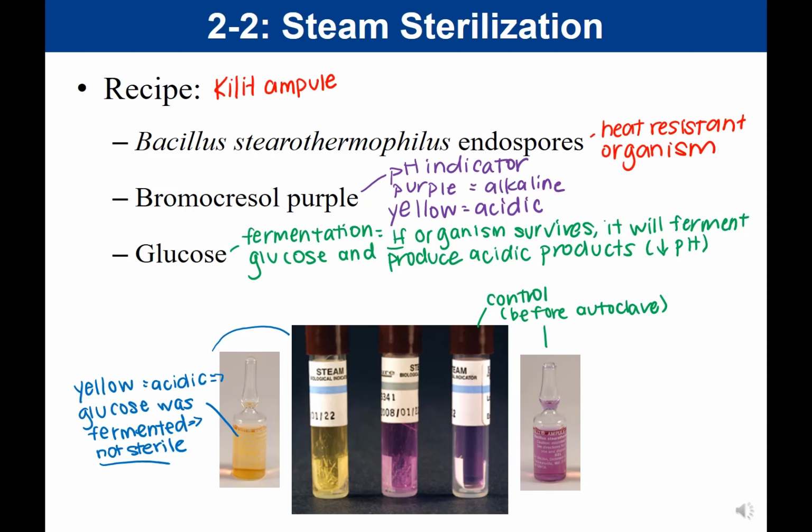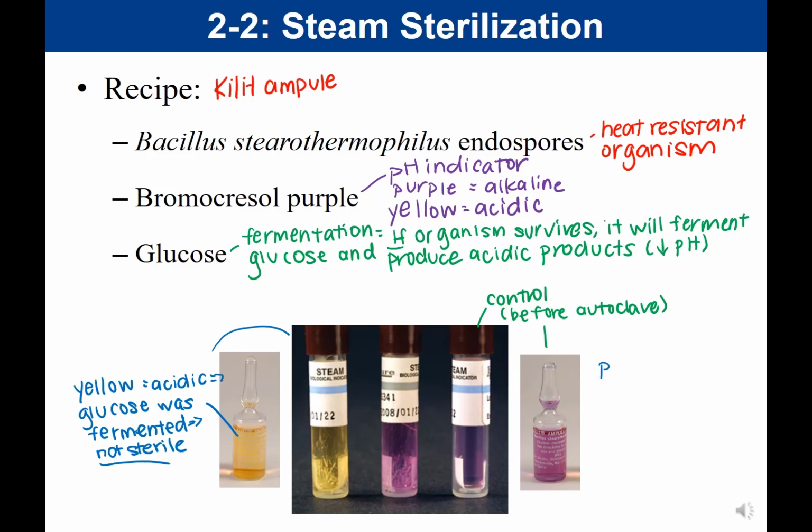And so what that tells us, if it's yellow, is that it's not sterile, meaning the items that were in the autoclave during that cycle cannot be considered to be sterile because the endospores in the ampule were able to survive. So yellow is going to tell us that it's not sterile. The autoclave did not work properly. It was not able to sterilize the items in the autoclave.